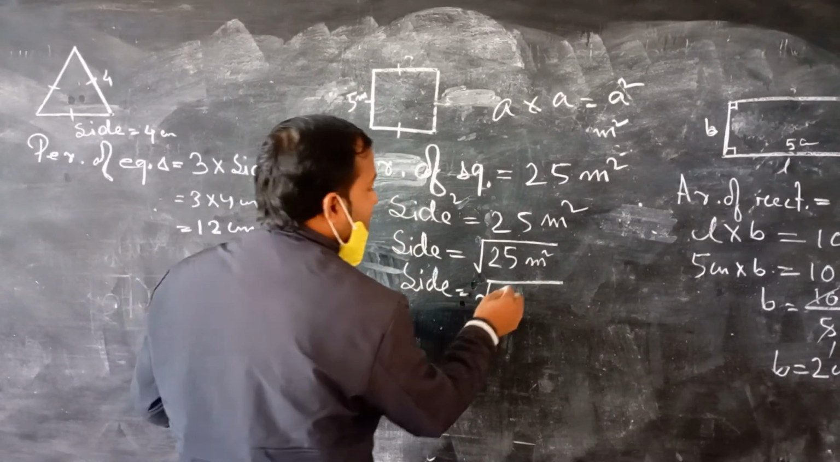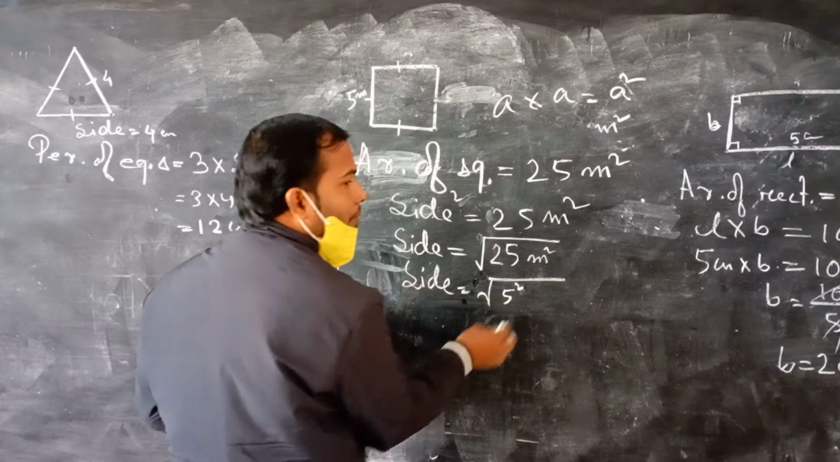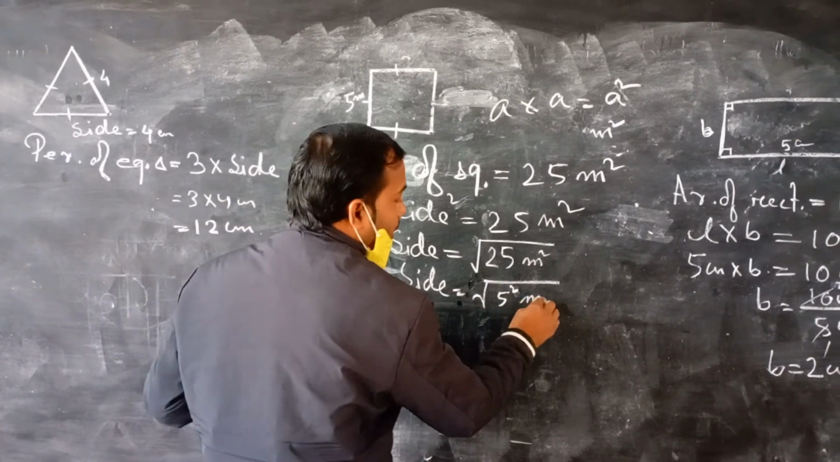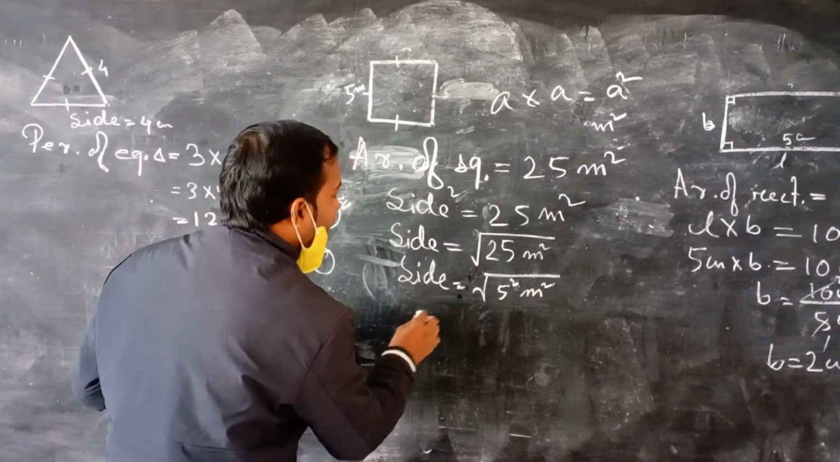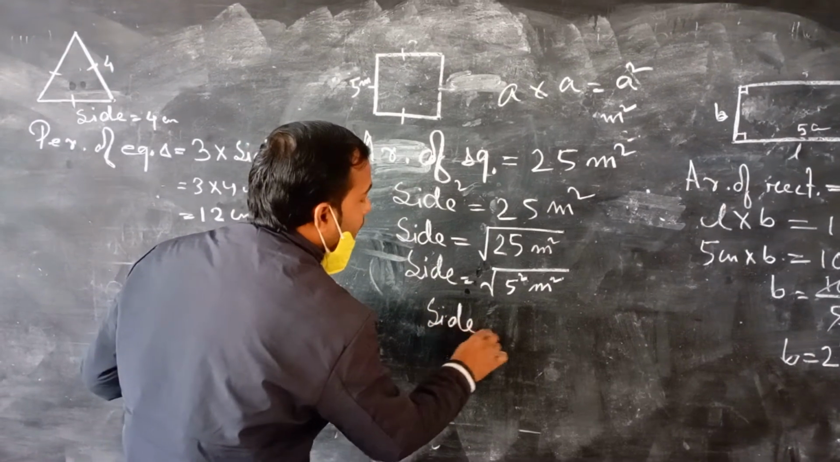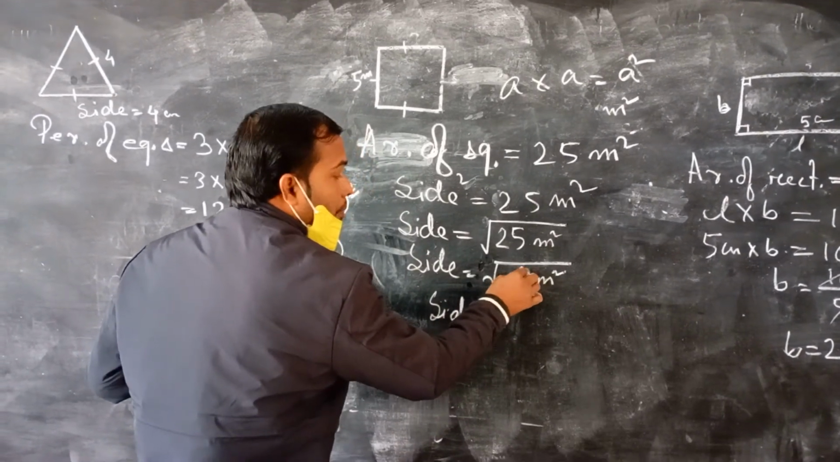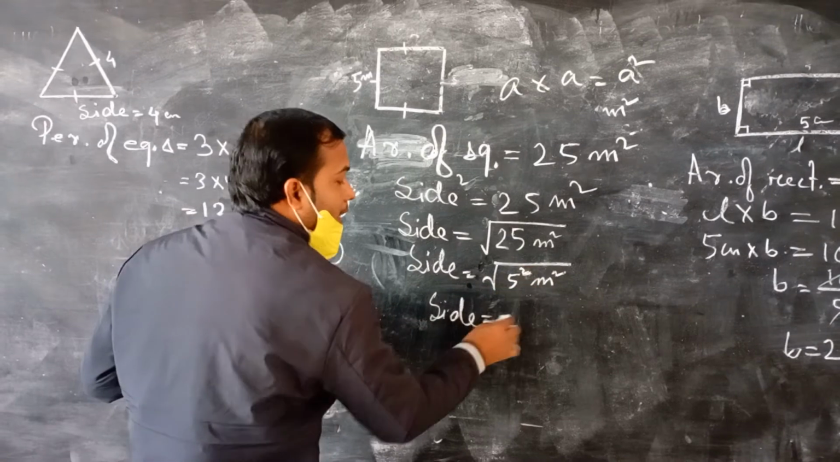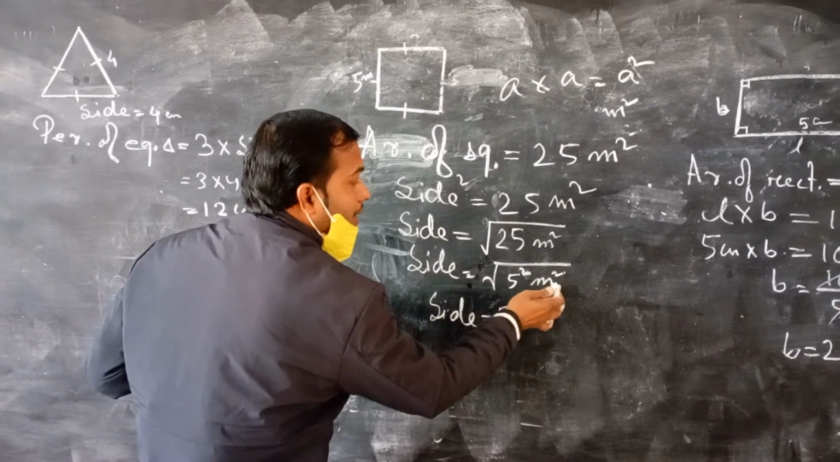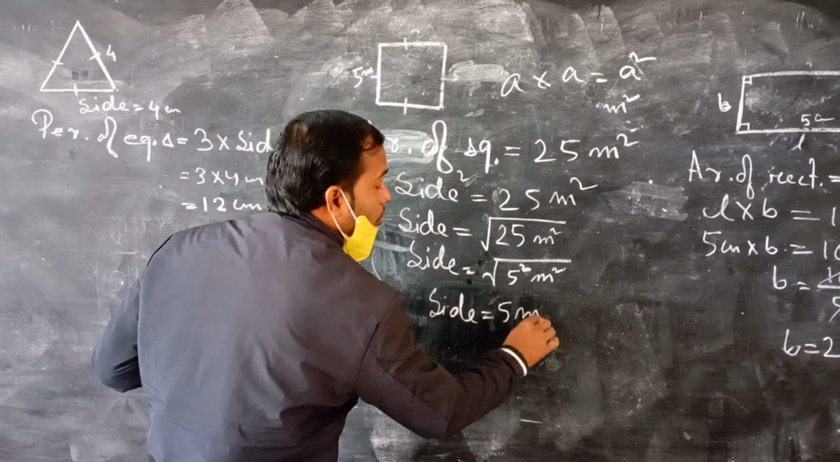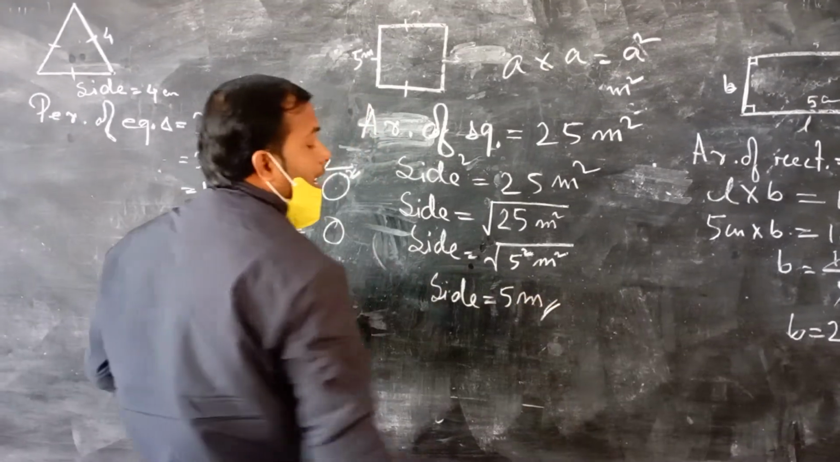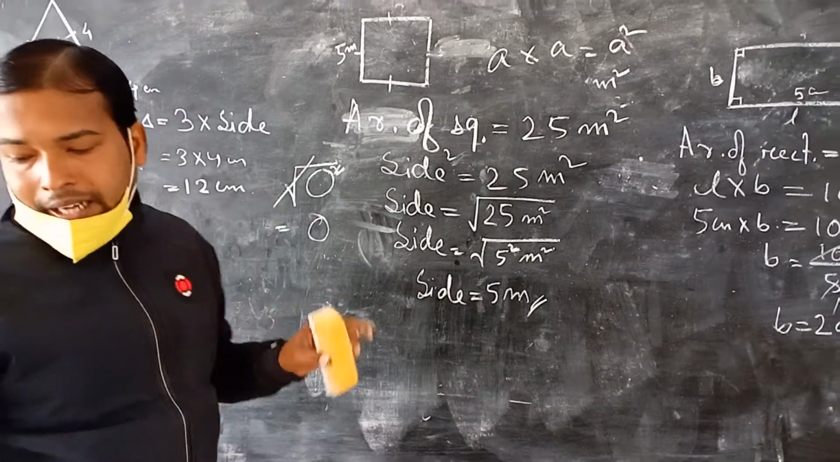Side is equal, 25 can be written as 5 square is equal 25. Then meter there is square is there. Then in place of this one you can write side is equal 5 with square. Then it will come out. Then meter is also having square, then meter is also come out. Now we are getting side of square is 5 meter. Okay?